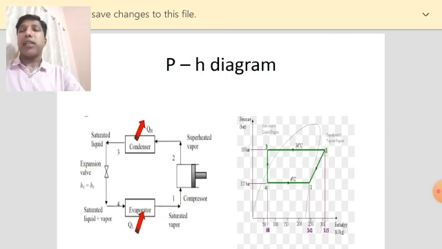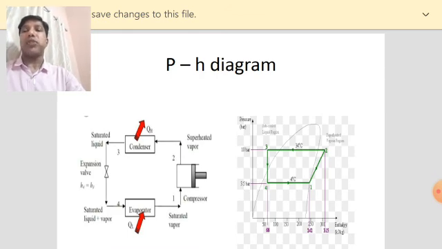Now after expansion, the temperature of the liquid is low. Then that liquid passes through the evaporator coil, where it absorbs the latent heat from the space to be cooled and gets vaporized to condition 1. That is, 4-1 is the vaporization of the liquid refrigerant. This occurs when it absorbs its latent heat from the space to be cooled. So there you can see the space to be cooled.